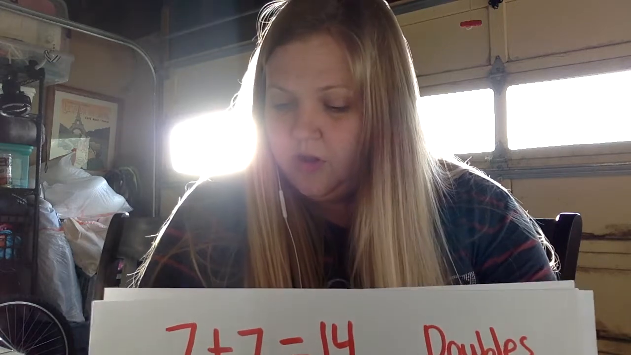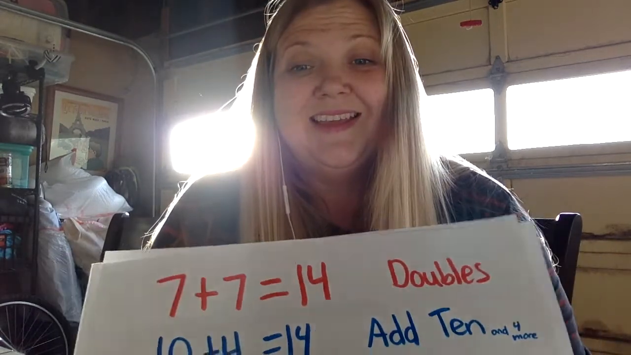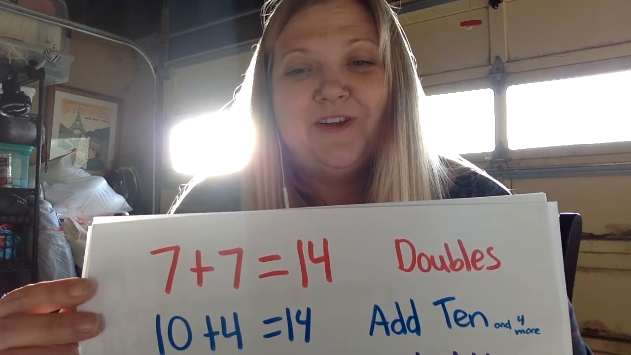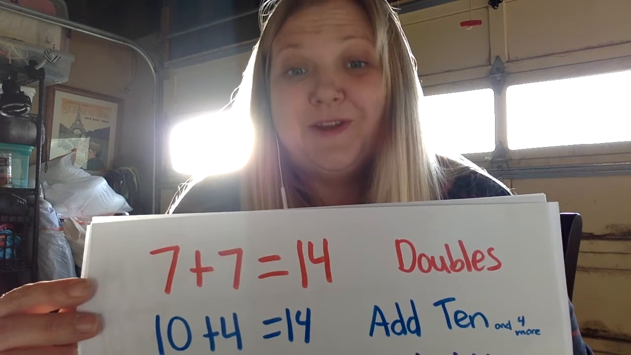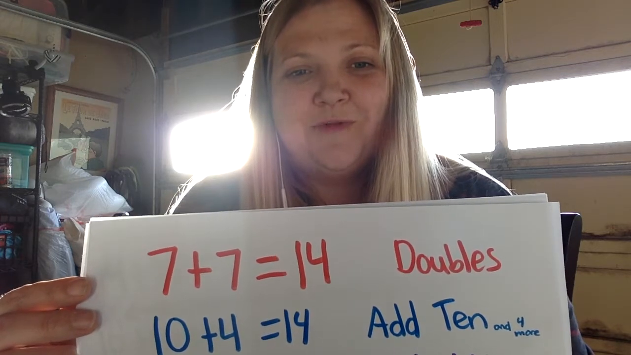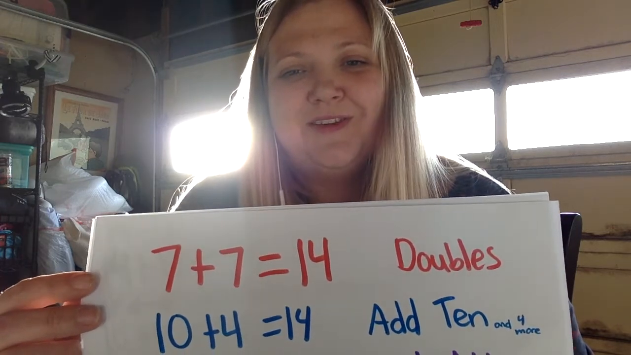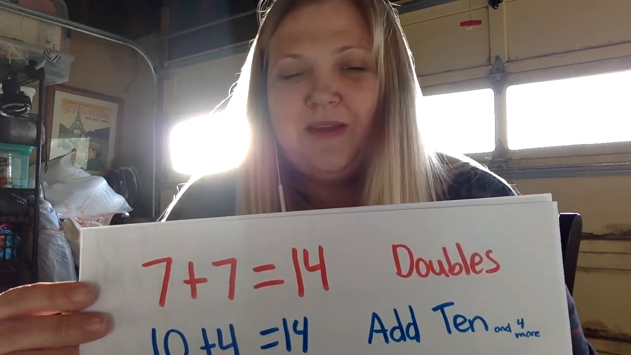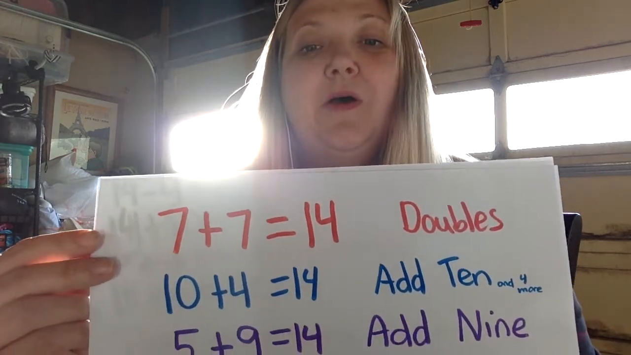Maybe it's, yeah, it could be doubles. It could be 7 plus 7. Yeah, it could be adding 10: 10 on one side, 4 on the other. Right, we could do a turnaround for that one. We could do the commutative property, 4 on one side, 10 on the other. Yep, thinking 10 and 4 more.